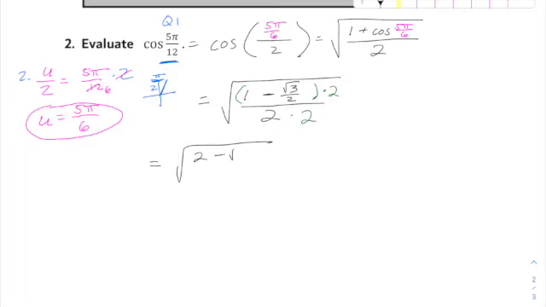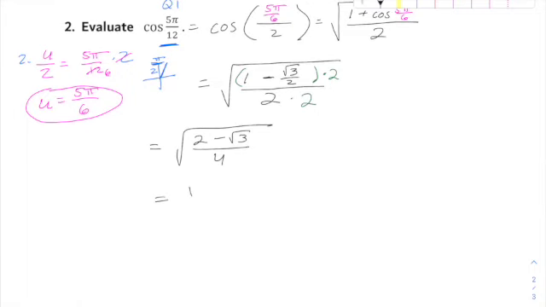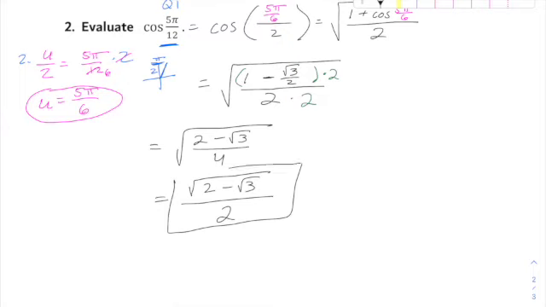So that's going to be 2 minus root 3 all over 4. Break that up, take the square root of the bottom, the square root of the top. So one big square root of 2 minus root 3, and the square root of 4 in the bottom there is 2. And that is your final answer. That's what the cosine of 5 pi over 12 is. Check it out on a calculator if you don't trust yourself.